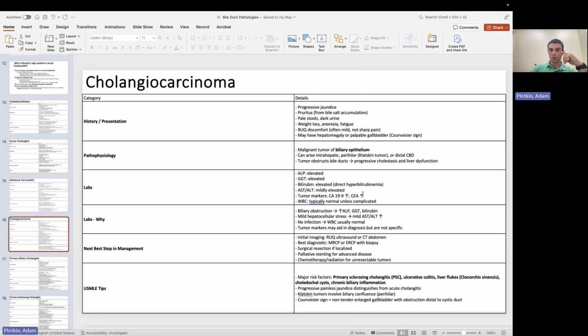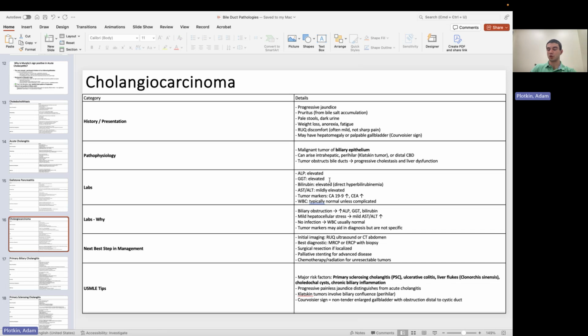So with this, what is the pathophysiology of cholangiocarcinoma? It's a malignant tumor of the biliary epithelium. It can arise intrahepatic. It can be perihilar, which is called a Klatskin tumor, or it can be in the distal CBD. The tumor obstructs the bile ducts. It leads to progressive cholestasis and then liver dysfunction. So my labs, my ALP is going to be elevated due to the bile duct inflammation. So is the GGT, same reason. The bilirubin is often elevated. The AST and ALT are also mildly elevated.